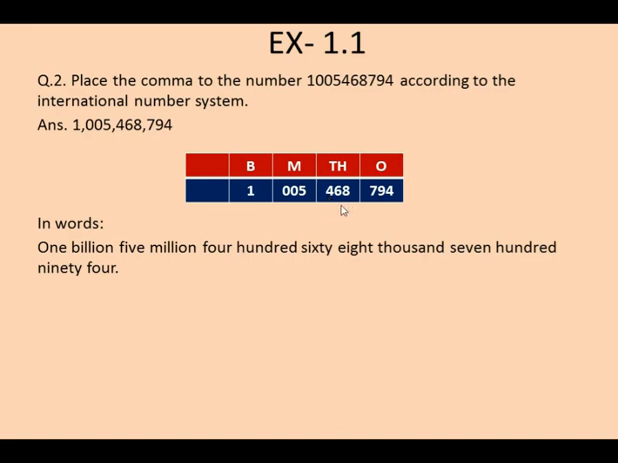After 1000, 10,000 we take lakh. But here it is 1000, 10,000 and 100,000. Then million, 10 million, 100 million. Okay, then billion. So you have to be careful about the difference between the Indian and international system place value charts.